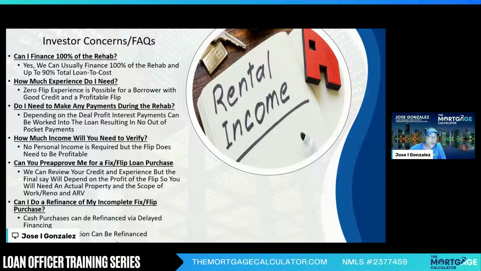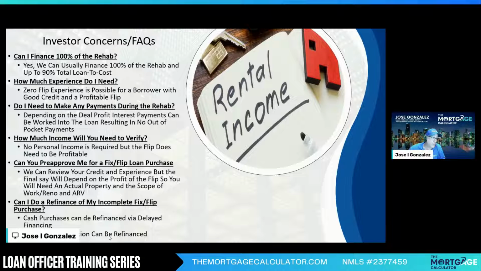Now, here's a real common one, and this is one to stress, right? Can you pre-approve me for a fix and flip loan transaction? Well, that's almost all the way pre-approval, because yes, we can review your credit and we can review your experience, but the final say will depend on the profit of the flip.